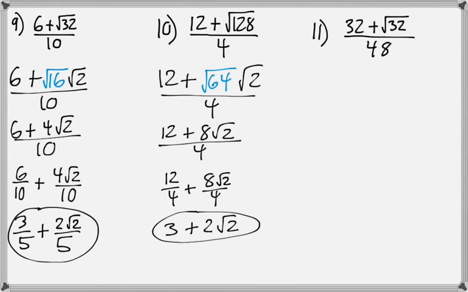Okay, then lastly 11. 32 plus, what is the largest perfect square that divides into 32? That would be 16. And 16 times 2 would get you back to 32. It won't always be 2. It seems to be the case in every single one of these, but it won't always be.